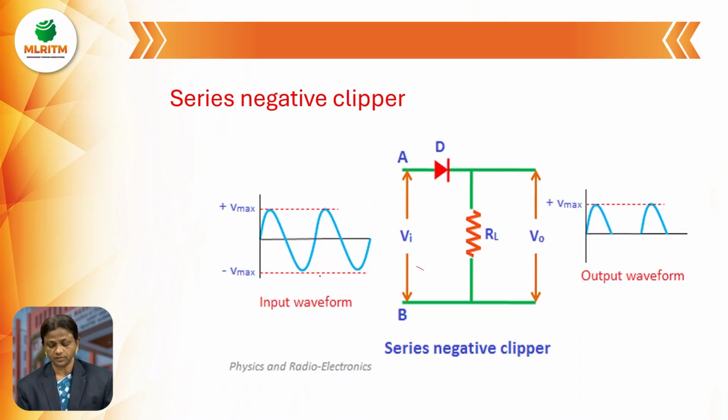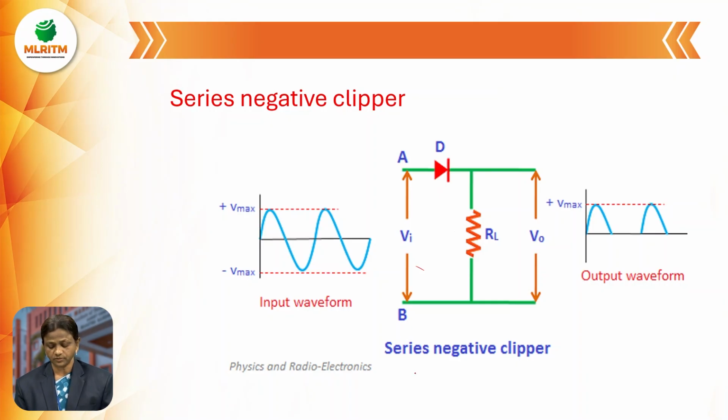Next, during the negative half cycle, what happens to the circuit? During the negative half cycle, terminal A becomes negative, terminal B becomes positive. When terminal A becomes negative, the negative terminal is connected to the anode of diode D. Now diode D is in reverse bias. Whenever diode D is in reverse bias, it acts as an open circuit. So current equals 0. Whenever current equals 0, the corresponding output V0 equals IL multiplied by RL equals 0. So the total negative half cycle must be cut off at the output side. That's why this is known as a series negative clipper. The negative portion is cut off at the output side. Series negative clipper: diode D is connected in series to the load RL.